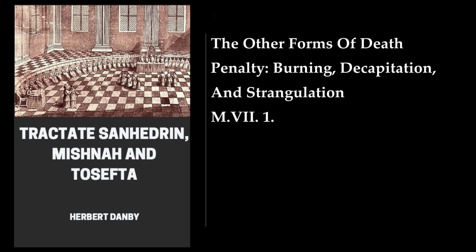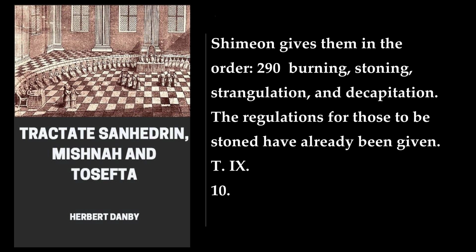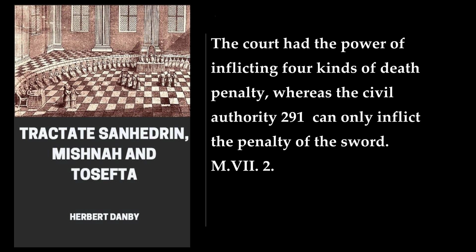M. 7, 1. The court had the power of inflicting 4 kinds of death penalty: stoning, burning, decapitation, and strangulation. R. Shimeon gives them in the order burning, stoning, strangulation, and decapitation. The regulations for those to be stoned have already been given. T. 9, 10. The court had the power of inflicting 4 kinds of death penalty, whereas the civil authority can only inflict the penalty of the sword.